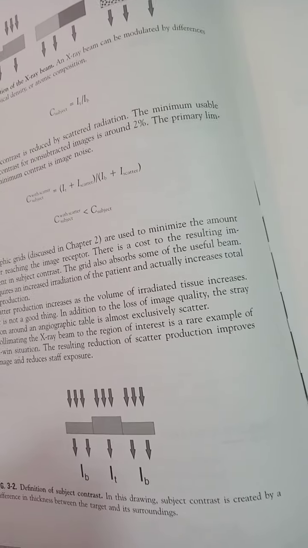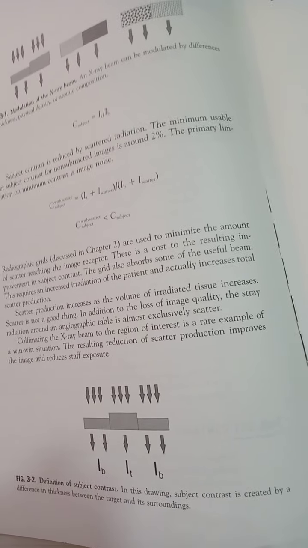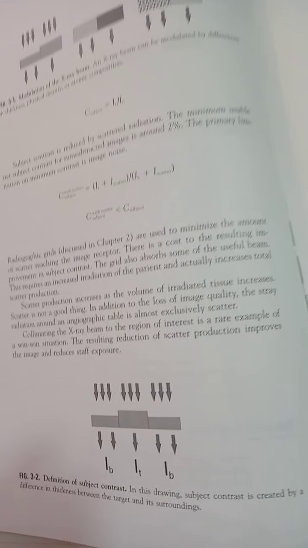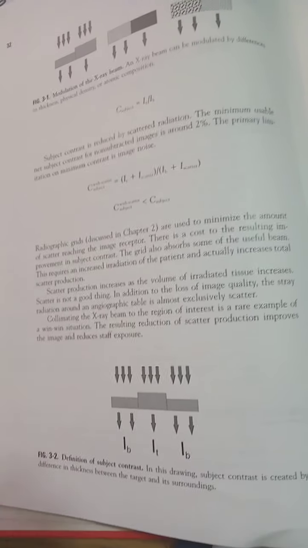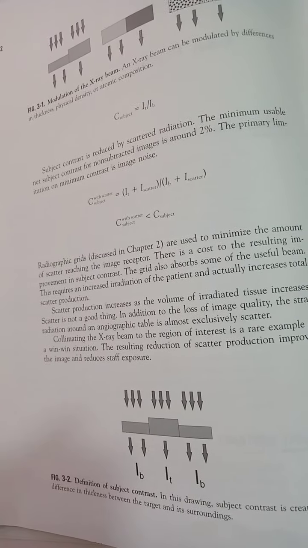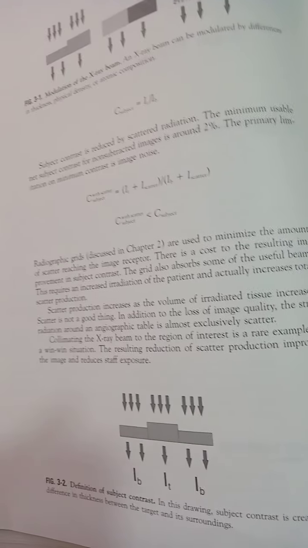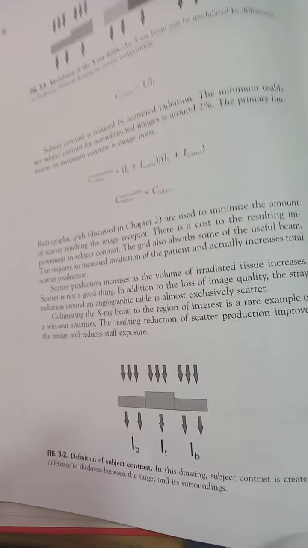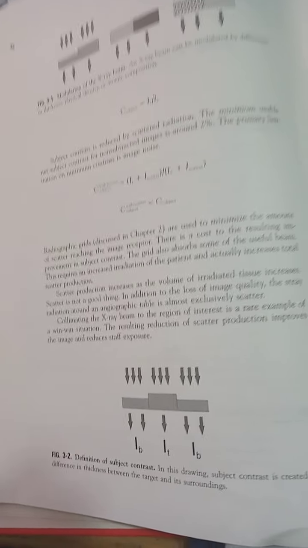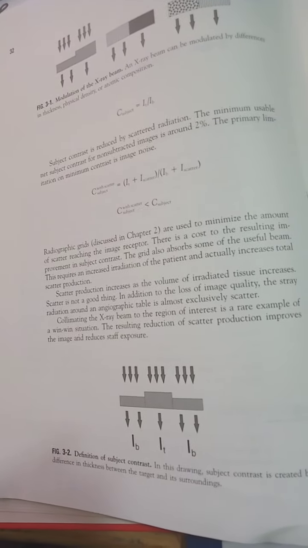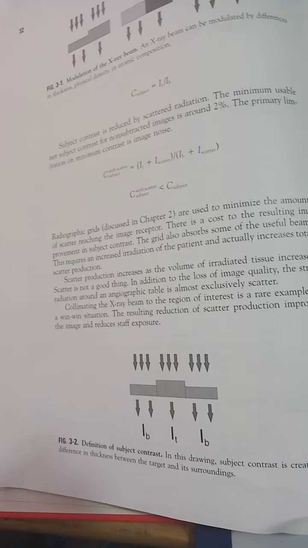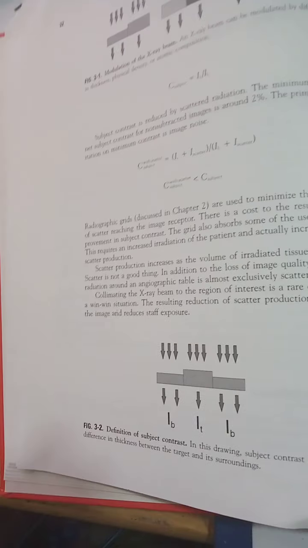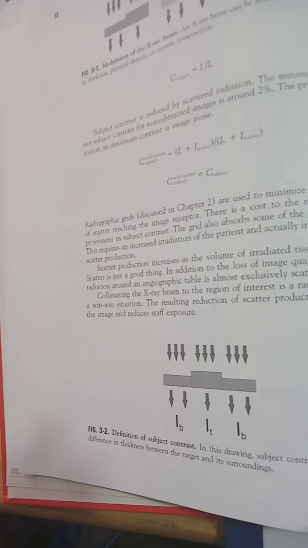So the more tissue there is in and around the area of interest, the scattering of the light will increase in direct proportion. It's not a good thing, it's a nuisance, it's noise, and in addition to loss of image quality, the stray radiation around the angiographic table is almost exclusively scatter. What we need to do is to collimate. Collimating the X-ray beam to a region of interest is a rare example of a win-win situation. It's very difficult in real life. The efficiency is poor, and the resulting reduction of scatter production improves the image and reduces staff exposure.